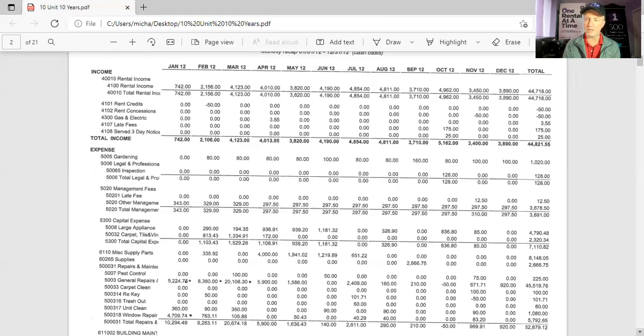As we were turning units and rehabilitating the building, you can see expenses down at the bottom. It's called general repairs.